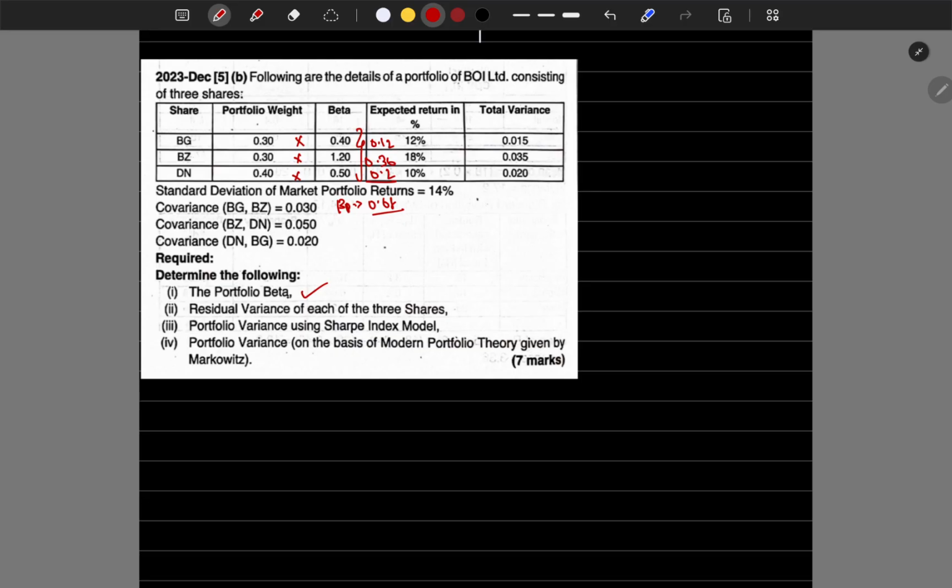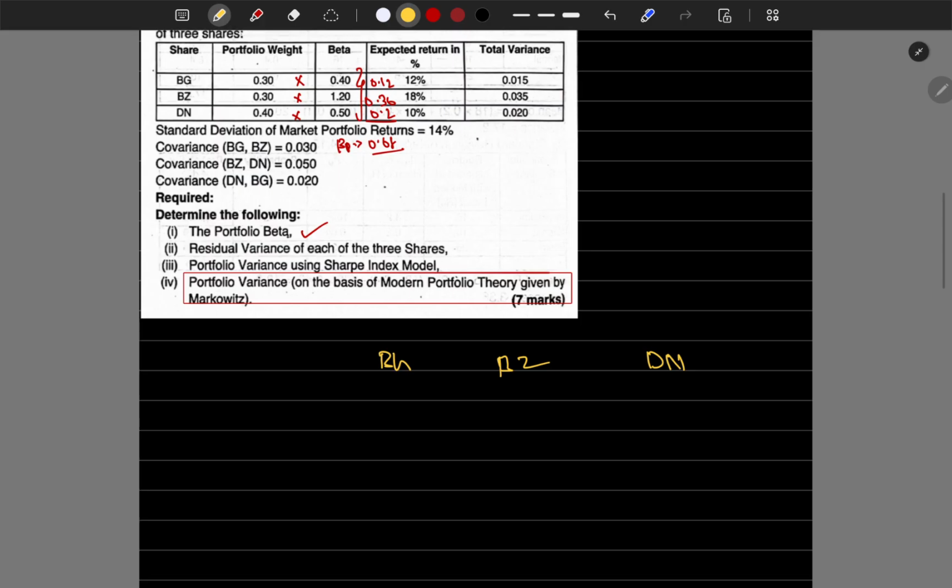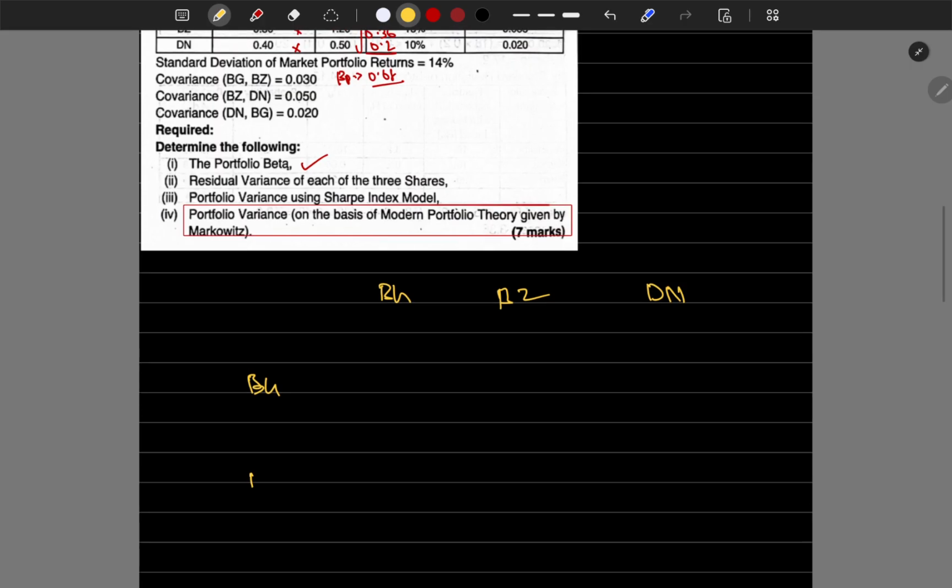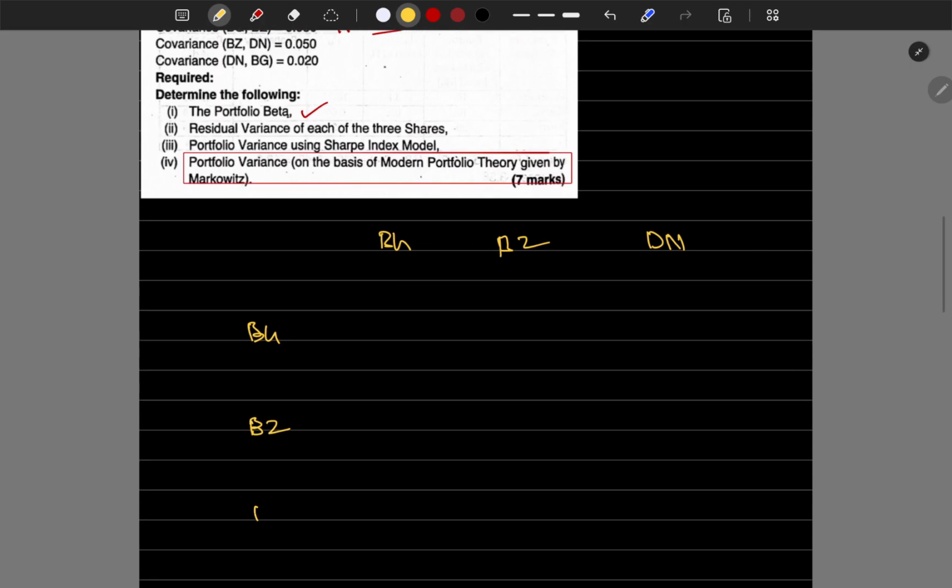Next comes the portfolio variance using Markowitz. There is a structure to solve this portfolio variance. When it comes to two stocks, it would be very easy. When it comes to three stocks, if we follow this table, it would be easy to calculate without mistakes the portfolio variance under Markowitz.